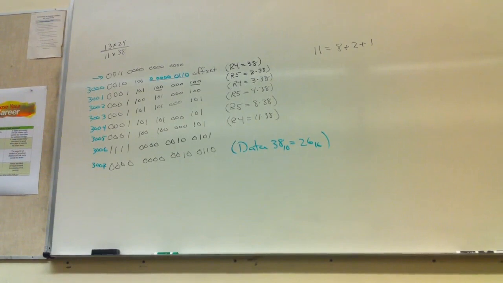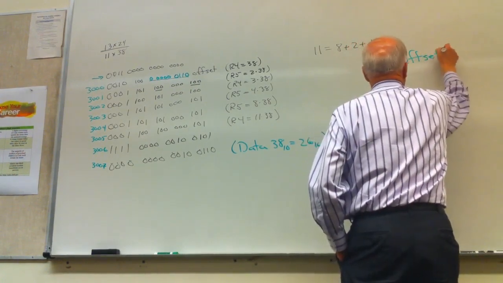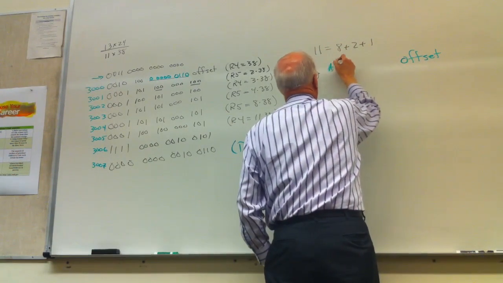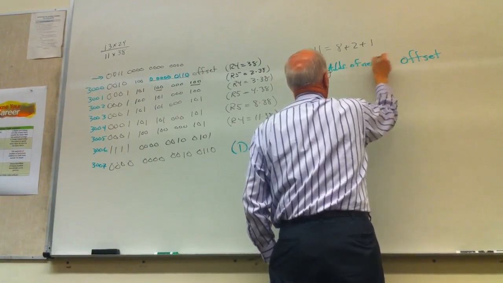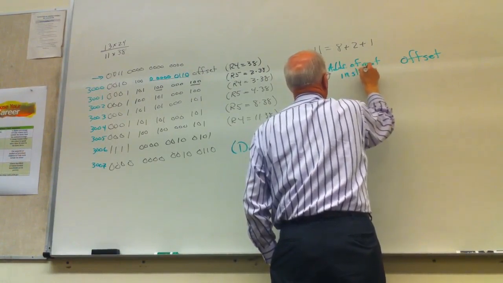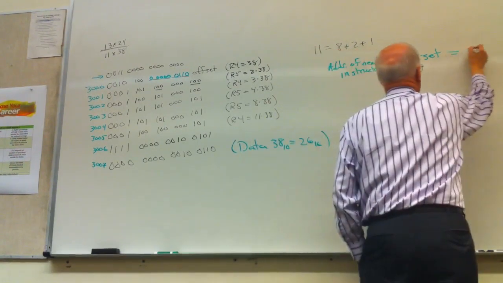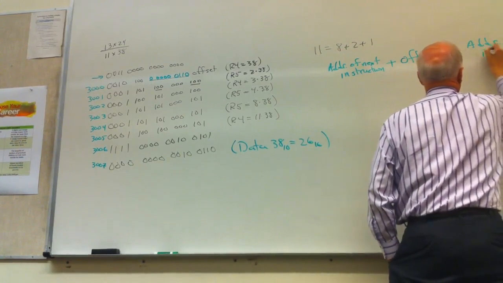So I do want to explain how we got that offset one more time. Okay? Basically, the offset, it works this way. The address of the next instruction plus the offset has to equal the address of the data.